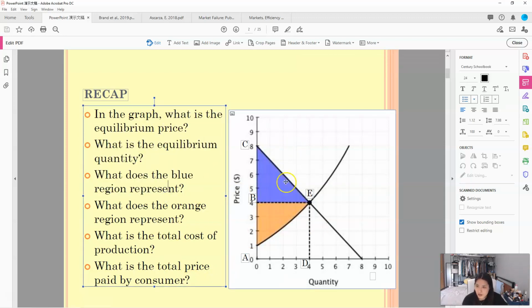The first is the market equilibrium. It is the intersection of the supply and demand curve, and from this graph, I believe you would be very familiar because you took several questions from the quiz. So from this graph, the equilibrium quantity is 4 units, and the equilibrium price is $4.